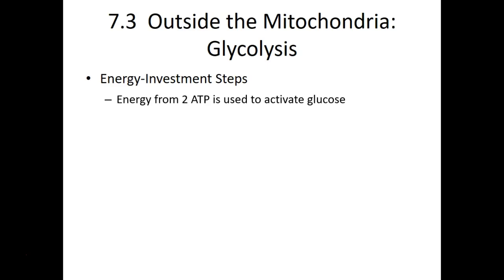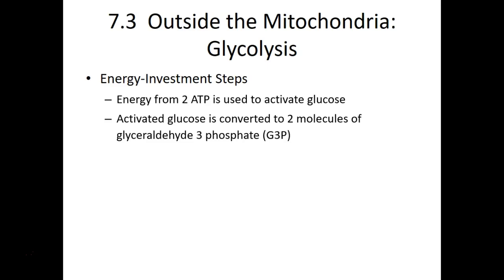In this process, we invest 2 ATP, which activates the glucose. Glucose is then converted to an activated 1,6 glucose bisphosphate molecule, which then immediately breaks down into 2 glyceraldehyde 3-phosphate molecules. Glyceraldehyde 3-phosphate molecules are then going to be oxidized to produce the pyruvate.